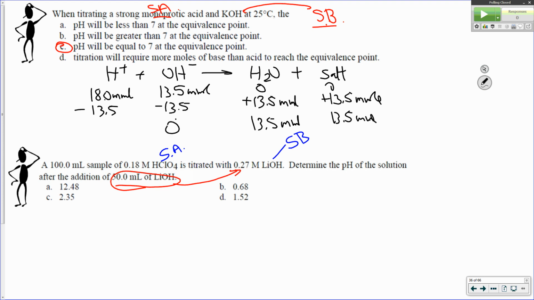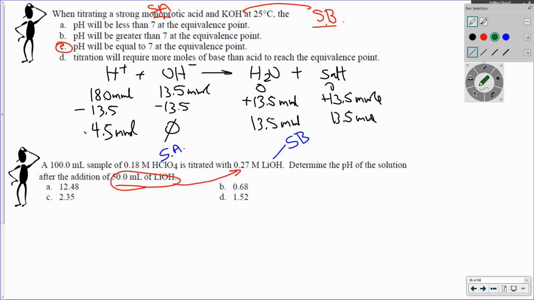Right? I don't have any OH minus left, and if I subtract that, I've got 4.5 millimoles. I'm doing that right in my head. Okay, so there's excess OH minus in this. So this is the thing in excess.